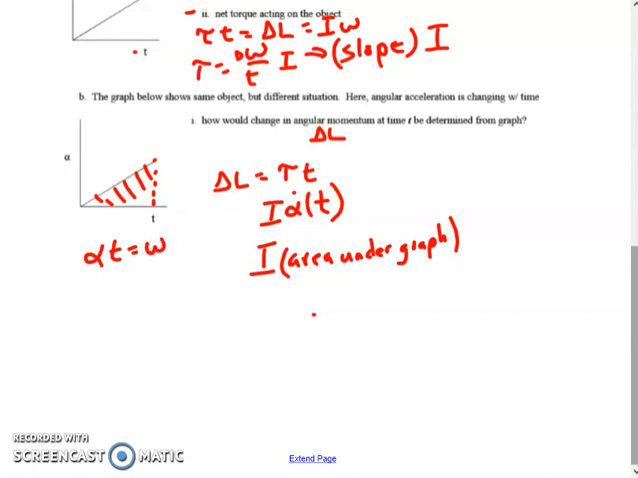Okay, that concludes our long introduction to angular momentum.